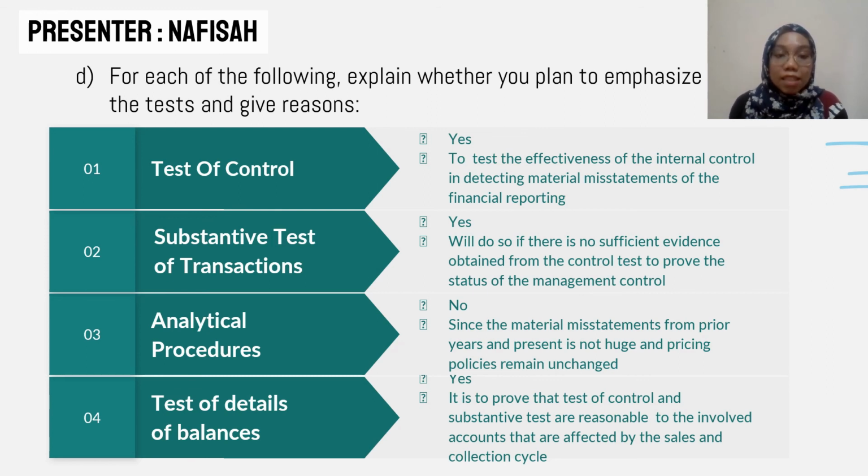And lastly, for the test of details of balances, since we likely want to emphasize the test of control and the substantive test of transactions, we need to also emphasize this test, since the test of details of balances is related to both the test of control and the substantive test of transactions. So the reason is that it proves that the test of control and substantive tests are reasonable for the involved accounts that are affected by the sales and collection cycle.